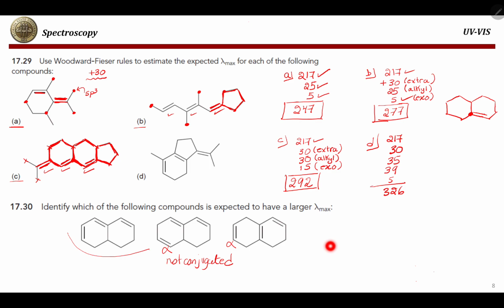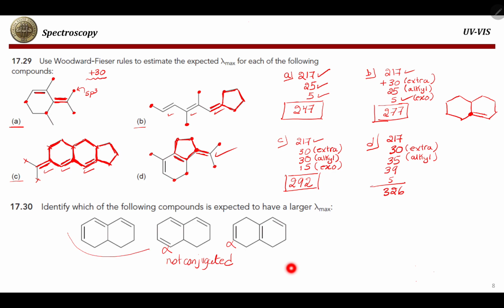For the last one, we have 3 double bonds, so it's 217 plus this extra bond. Regarding the alkyl groups, 1, 2, 3, 4, 5, 6, 7. We do have 7. I think there was a mistake in my previous solution. So 7 times 5, that's 35, for the alkyl groups. Let's check for the exocyclic double bonds now. This is the first cycle that we have. We do have a double bond which has only one common carbon with the ring, so that's this one. This is the first exocyclic double bond.